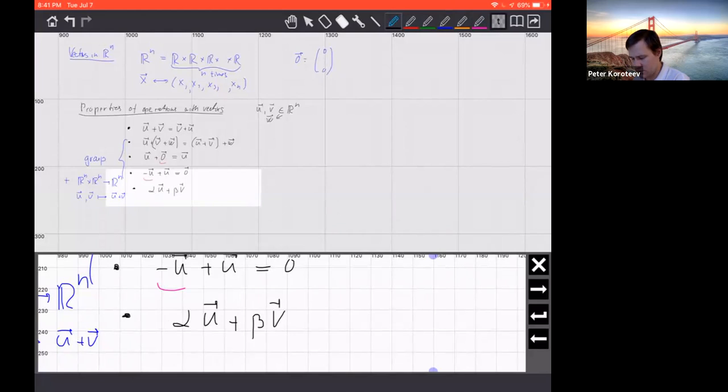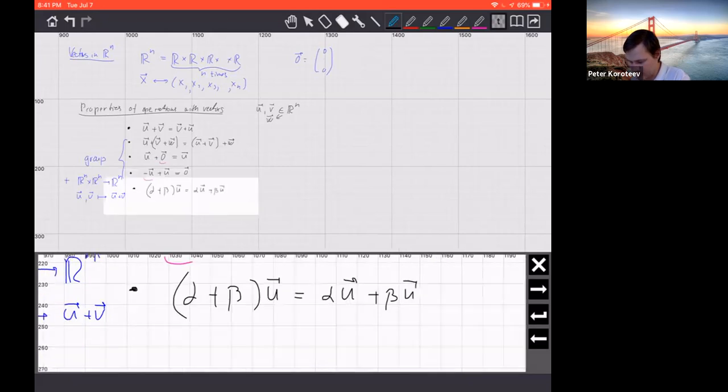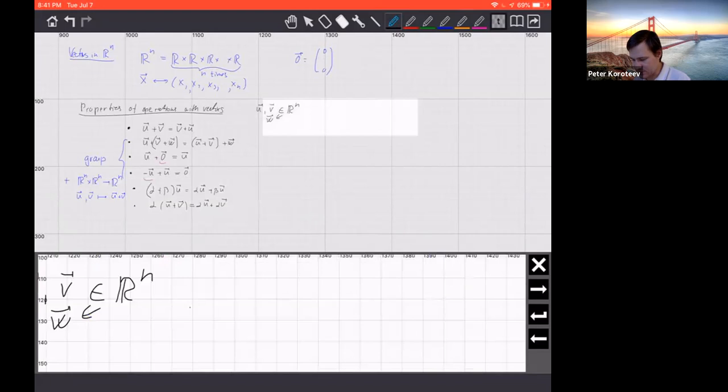What did I want to say? Oh, no, I want to say something different. So, let's do it like that. Alpha plus beta times u is equal to alpha u plus beta u. And then alpha times u plus v is equal to alpha u plus alpha v. So you can just open up the parentheses, where alpha and beta are just some real numbers.